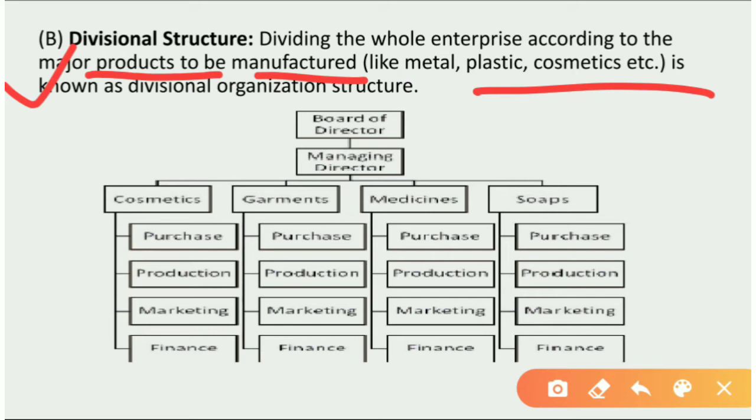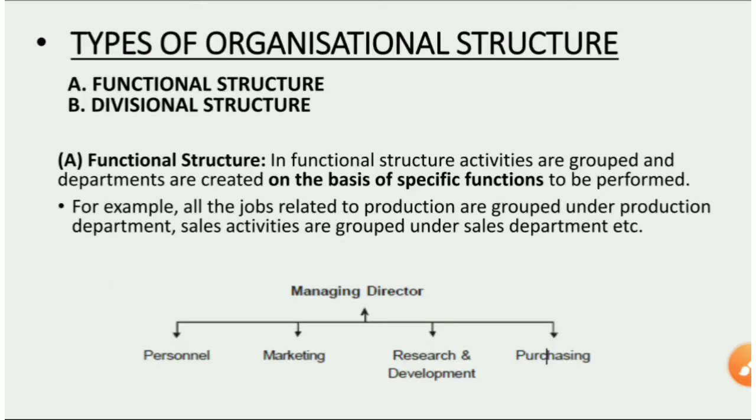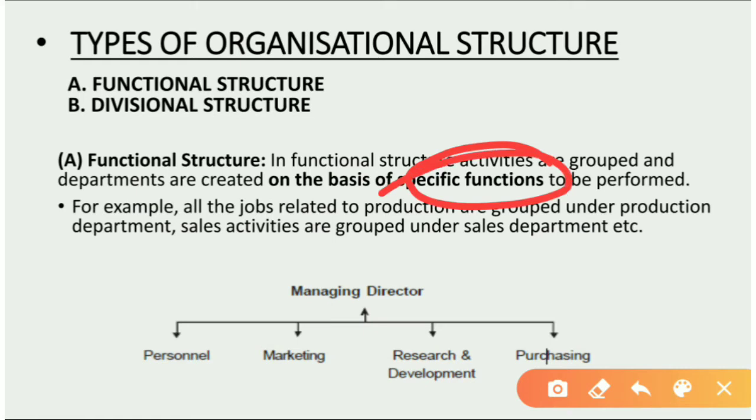On the basis of the products which they manufacture. Students, in the first structure, the departments were made on the basis of functions. That is why it is known as functional structure. So it was made on the basis of functions, meaning your marketing function, your research and development function, your purchasing function, your sales function. On the basis of those functions the departments were made.